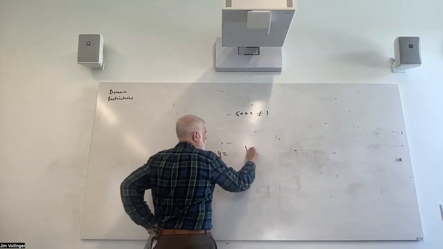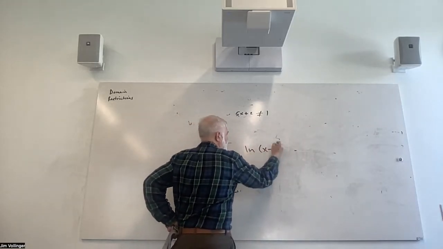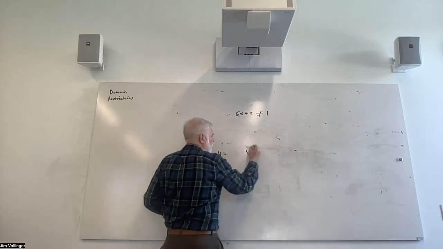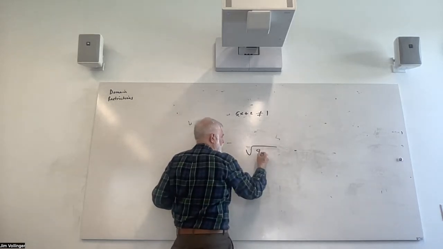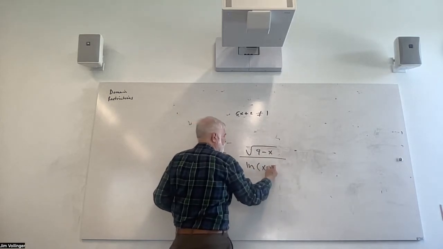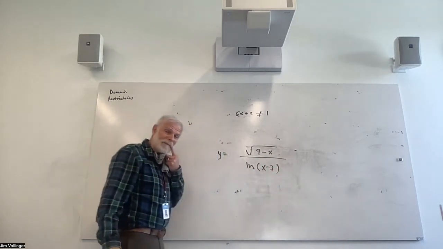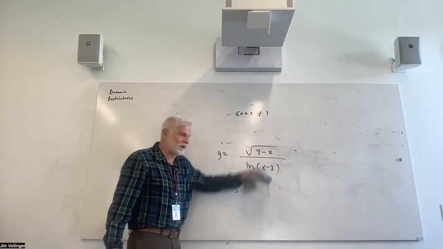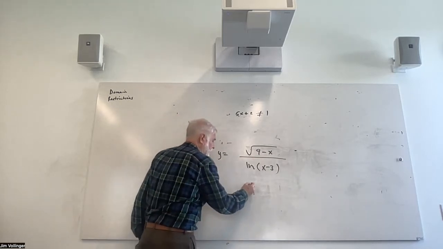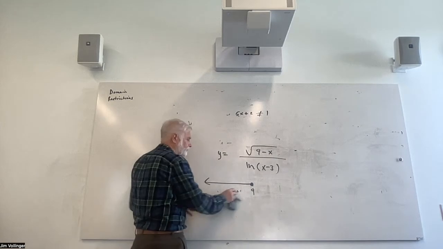So y equals the ln of x minus 3. Oh, I want that in the denominator. So I want the square root of 9 minus x all over the ln of x minus 3. Now that's a good one. All right, what's going to work here? Actually, numbers less than or equal to 9. I hope you can see why.